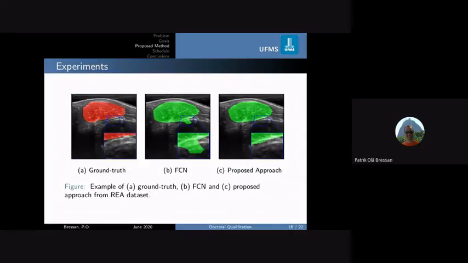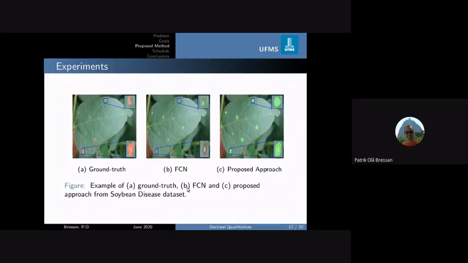Now is the urban area dataset. And now soybean disease dataset. Ground truth, segmentation, FCN, and our approach.